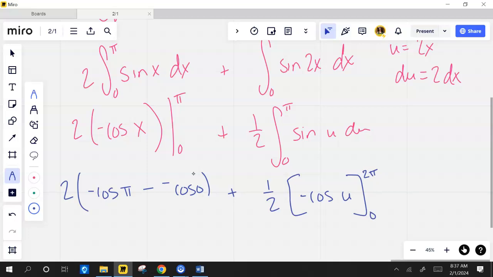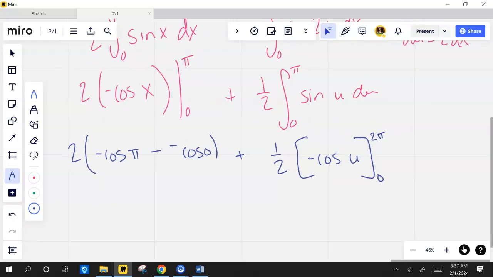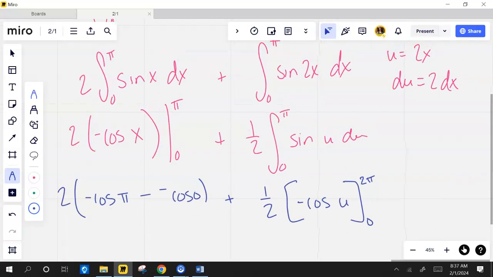Oh, I thought we weren't. We didn't use sub on the first one, but for the second one we did have to use sub because there's a chain there, right? Cosine of pi, what is it? I adjusted my bounds because u is 2x, so I doubled them.